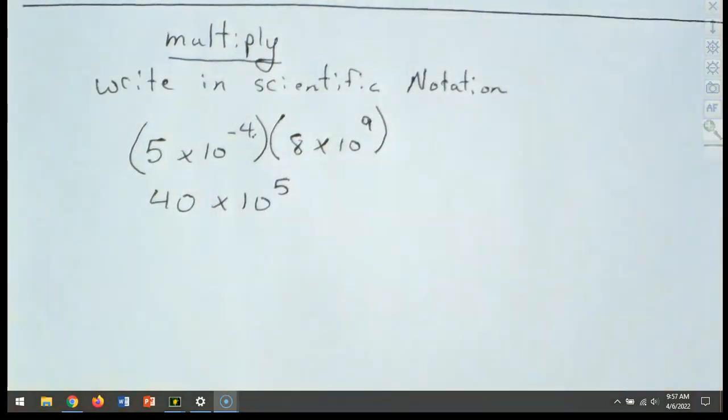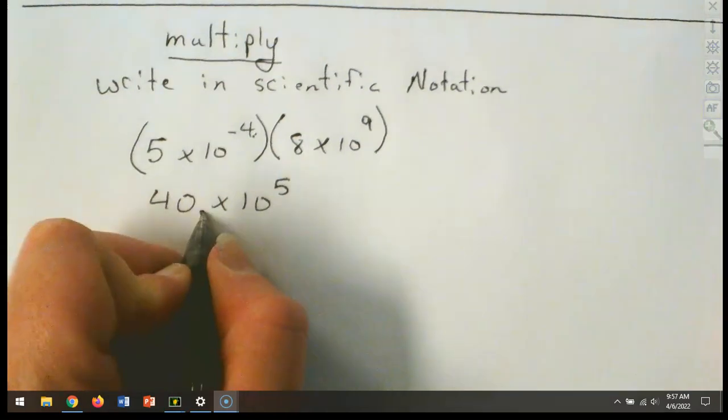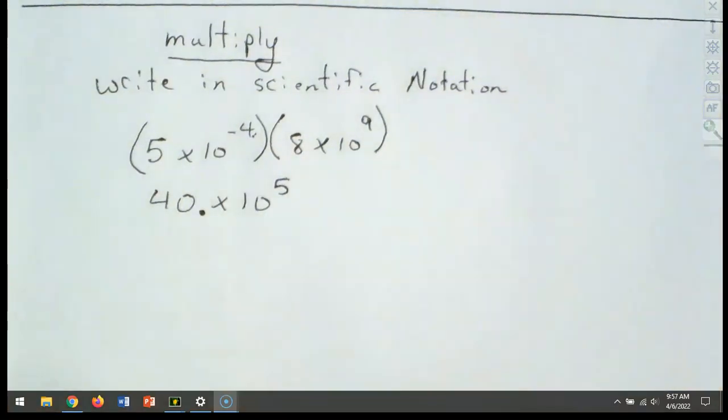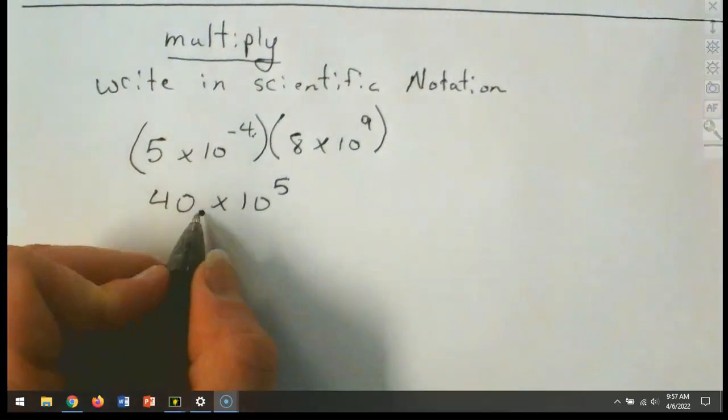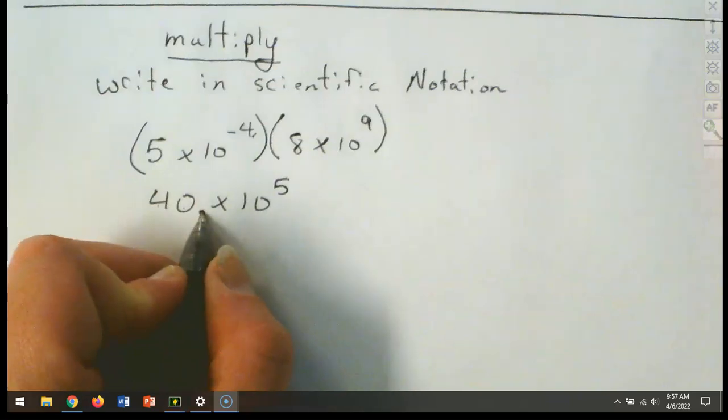Now, we are not done yet because this is not in scientific notation. We need to make sure it's in scientific notation, and that means 1 digit. Okay, 1 digit and then the decimal. So we cannot have this 40. We've got to move it 1 place.